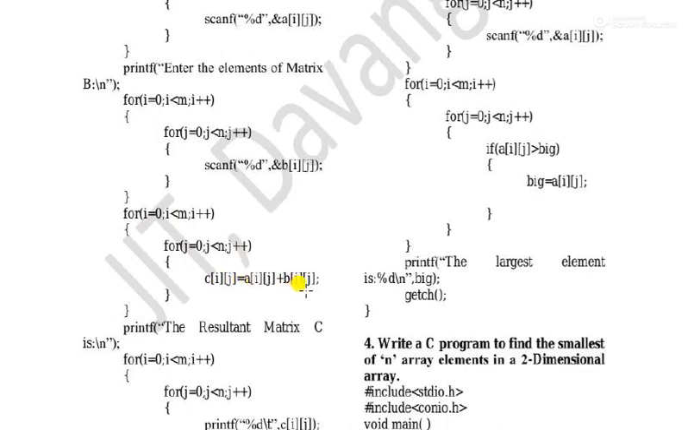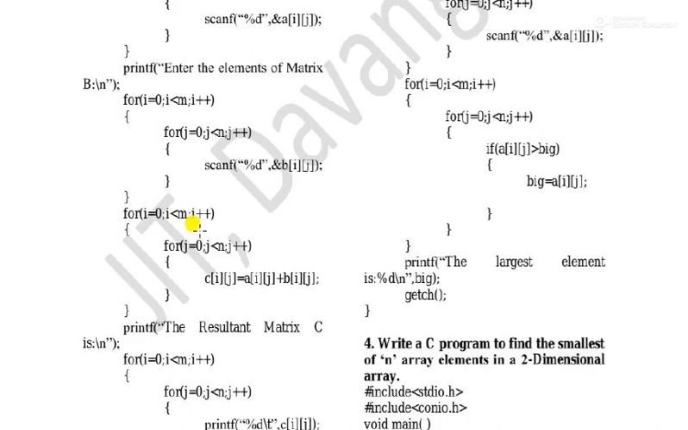That C of ij, for the first iteration, what happened? The i value is 0, the j value is 0. C of 0 0 is equal to A of 0 0 plus B of 0 0. So that value will be stored in C of 0 0. This will repeat until the condition fails.